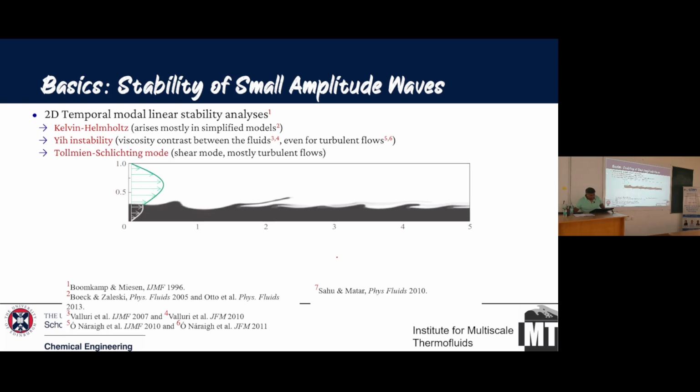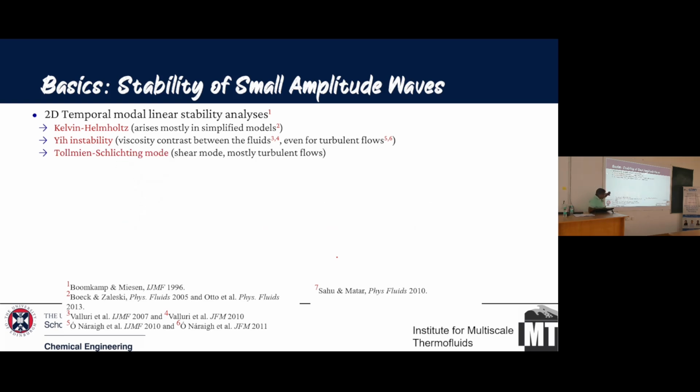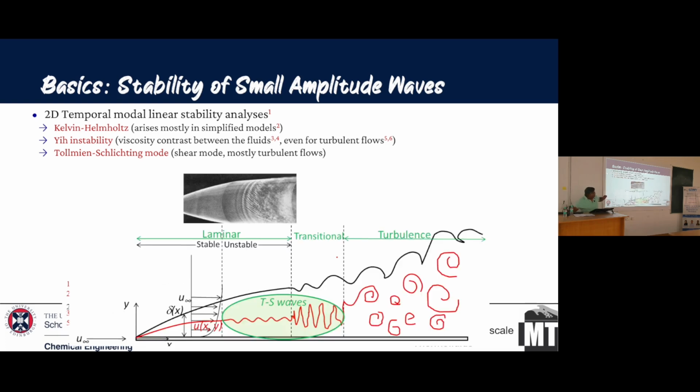The other thing is, obviously, we talked about the Tollmien-Schlichting mode, which is internal. These are Tollmien-Schlichting waves which disturb the boundary layer. I don't need to go too much into that.